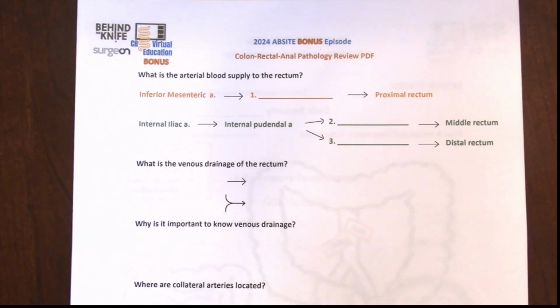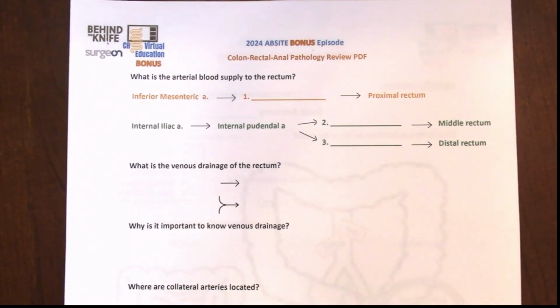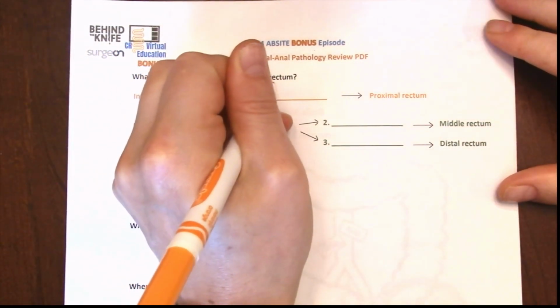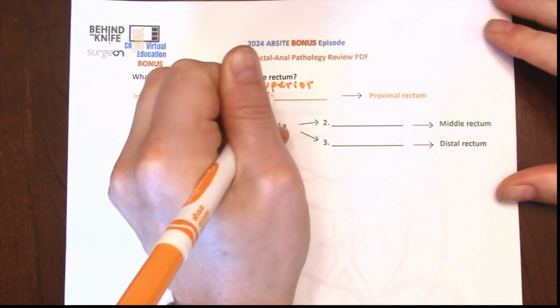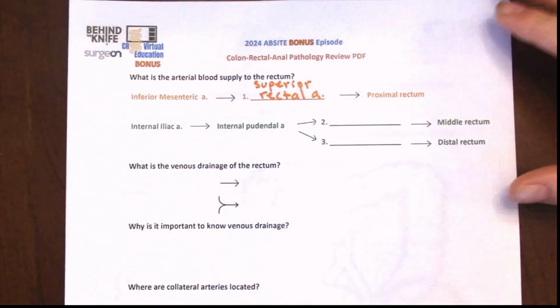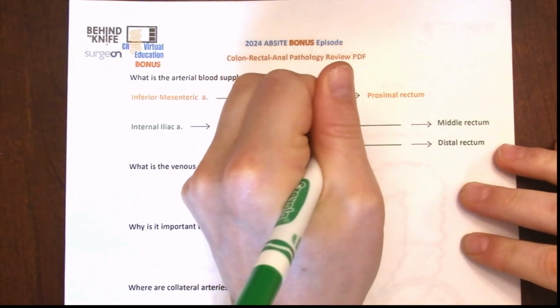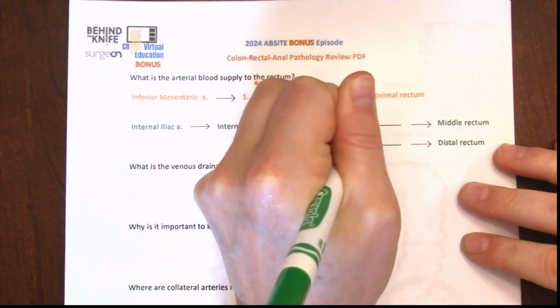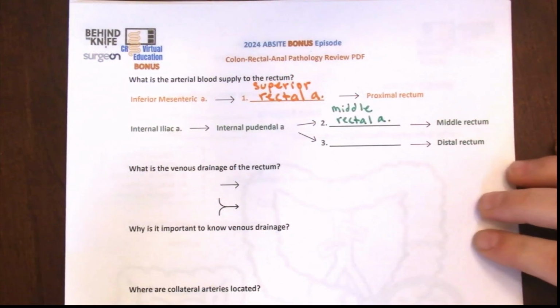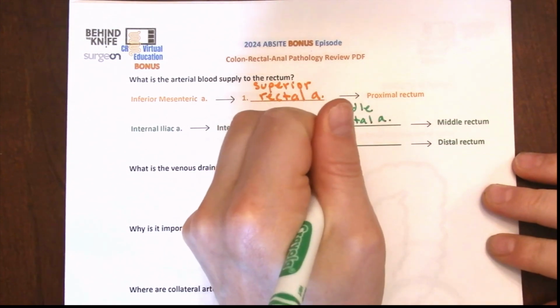Okay, now moving on to the rectum. What is the arterial supply to the rectum? So I like to think about the arterial supply to the rectum in three portions. The superior rectal, which is a branch off the IMA, supplies the proximal rectum. The middle rectal artery is a branch off the internal iliac artery and the internal pudendal artery, which supplies the middle rectum. And the inferior rectal artery is a branch of the internal pudendal artery, which supplies the inferior rectum.